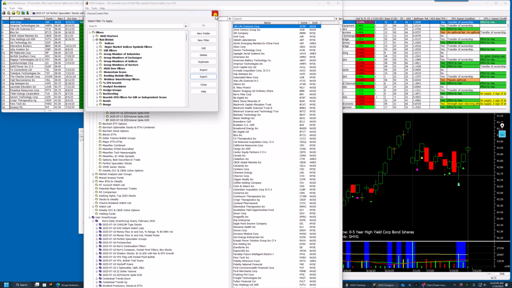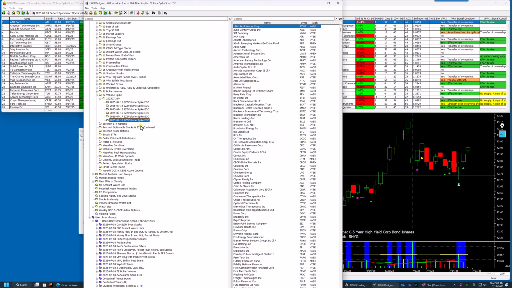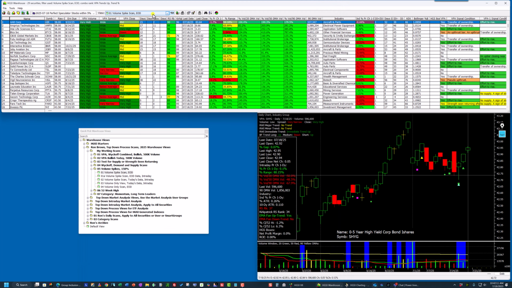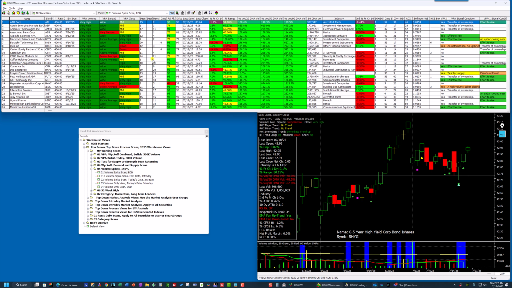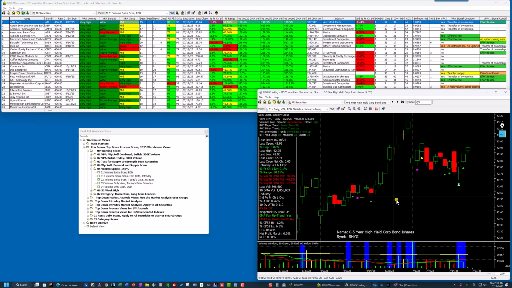So when you install your next add-on, you're going to see these, and you can run the GIR yourself. But let's go back here. Volume spike, end of day. Go to all securities. There it is, 203. So I changed it. When I change the filter in the user smart group, it also changes it in the warehouse view. So anyway, I'm going to continue working with this. I think it's really a great way to find heavy demand on stocks, and a lot of times before the stocks ever start to move.